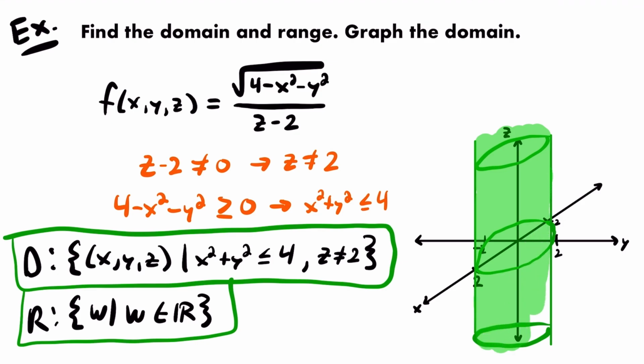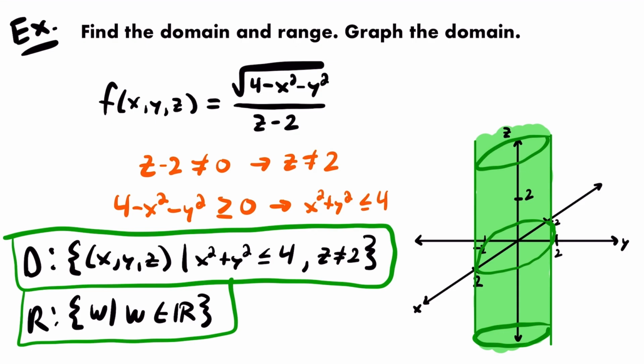However, there is one particular part of this cylinder that we don't want to include, and that is where z is equal to 2, right? You can't forget about your other restriction. Let's say that z equals 2 is right here. Z equals 2 would be a plane in the 3D coordinate system, and so what that means is you would not include any points within the 3D coordinate system that have a z coordinate of 2.